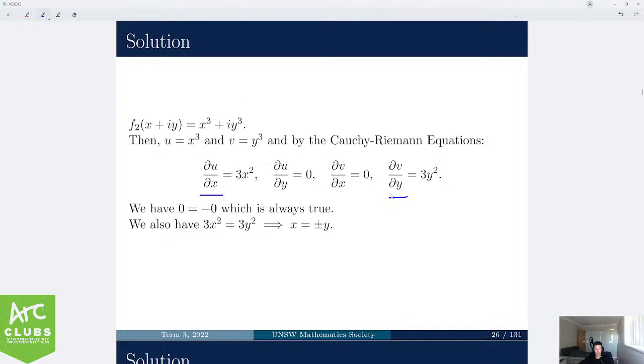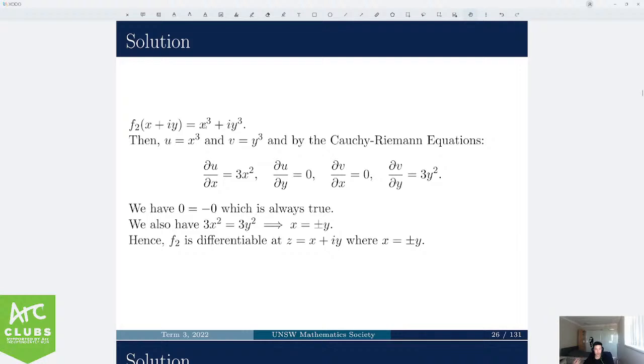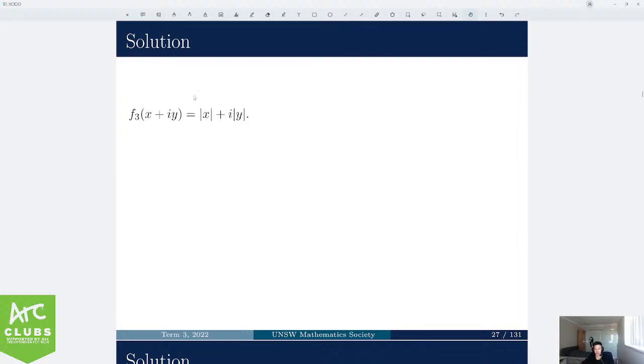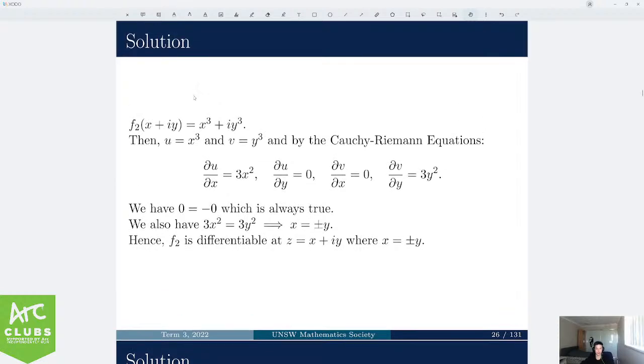Condition 2 is partial u, partial x must be the same as partial v, partial y, and that implies that x must equal plus minus y. So since condition 1 is always true, the differentiability of the function f only depends on condition 2, where x equals plus minus y, and hence f2 is differentiable at points z where x equals plus minus y.